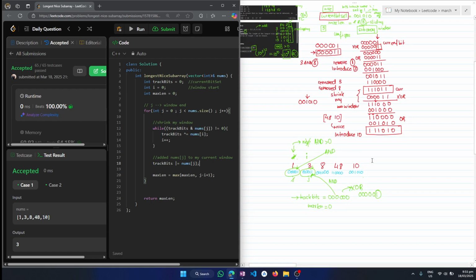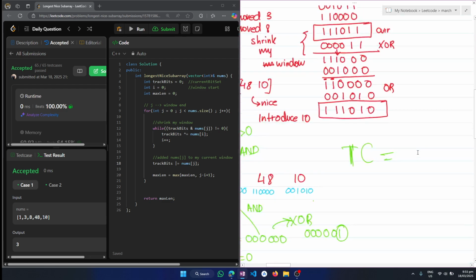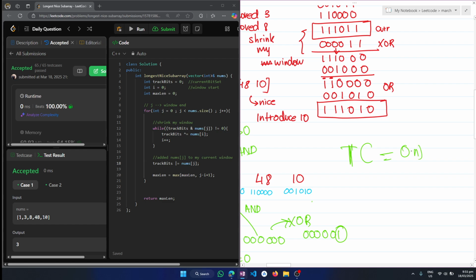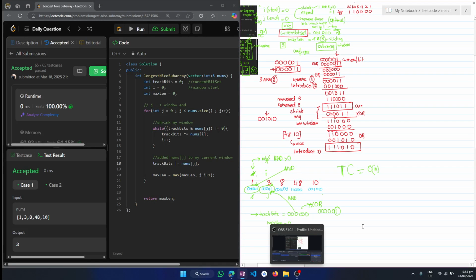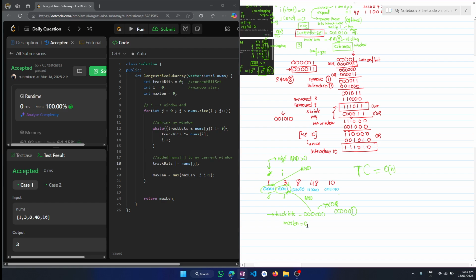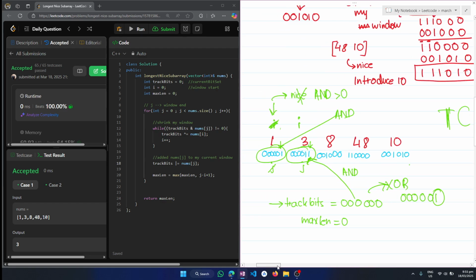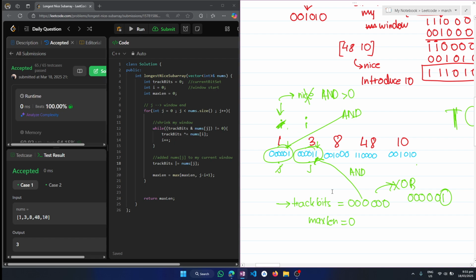We can very clearly see that the time complexity of this particular code is going to be O of n. Why? Because we visit each and every number only once. For example, if this was my array, then I only visited each and every number just once throughout my journey, right? And you can very clearly see that the space complexity is going to be O of 1 because I'm not taking any extra space over here. I'm just taking variables, right?